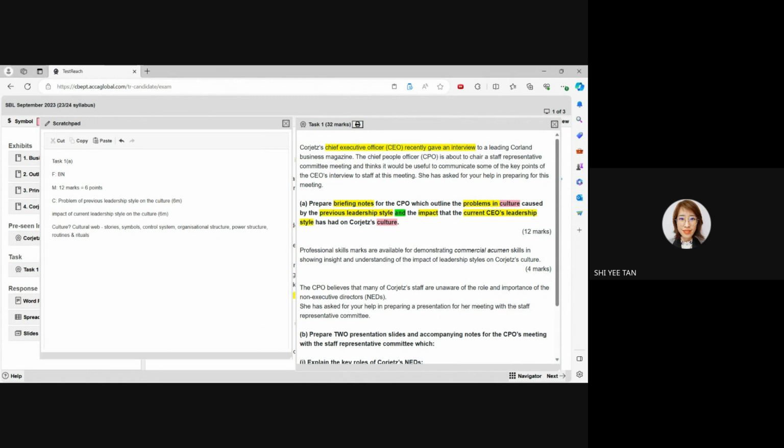Now, we can write the problems in terms of each of these aspects. Of course we have to read exhibit 1 to understand better. Then we can also write the impact of current culture in each of these aspects. This so-called model may help us to structure our answer. But it doesn't mean that you must use the model. If you cannot think of this model, it's okay. You go on to write your answer.